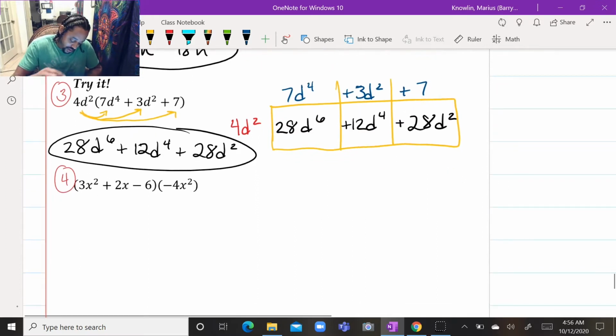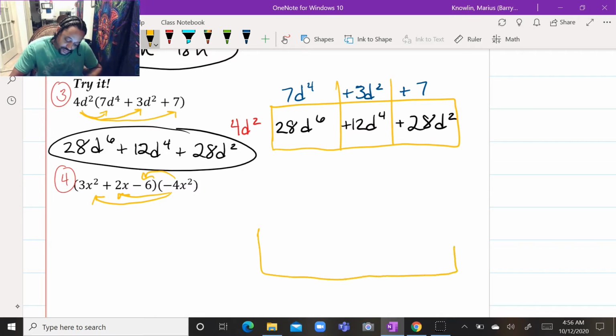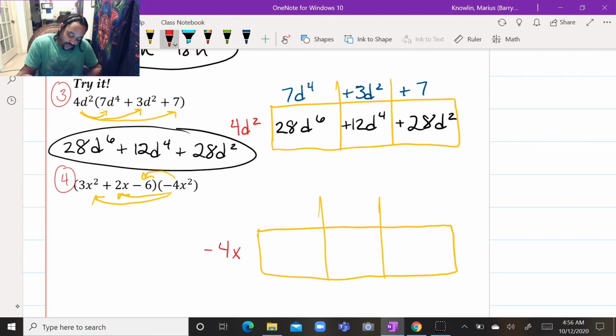And number 4 right here would basically be the same thing, except they wrote it in the back, but now we're distributing a negative 4x squared to the other 3 terms. Okay, we have a 1 by 3. Our 1 is the negative 4x squared, our 3 are the 3x squared, the positive 2x, and the negative 6.